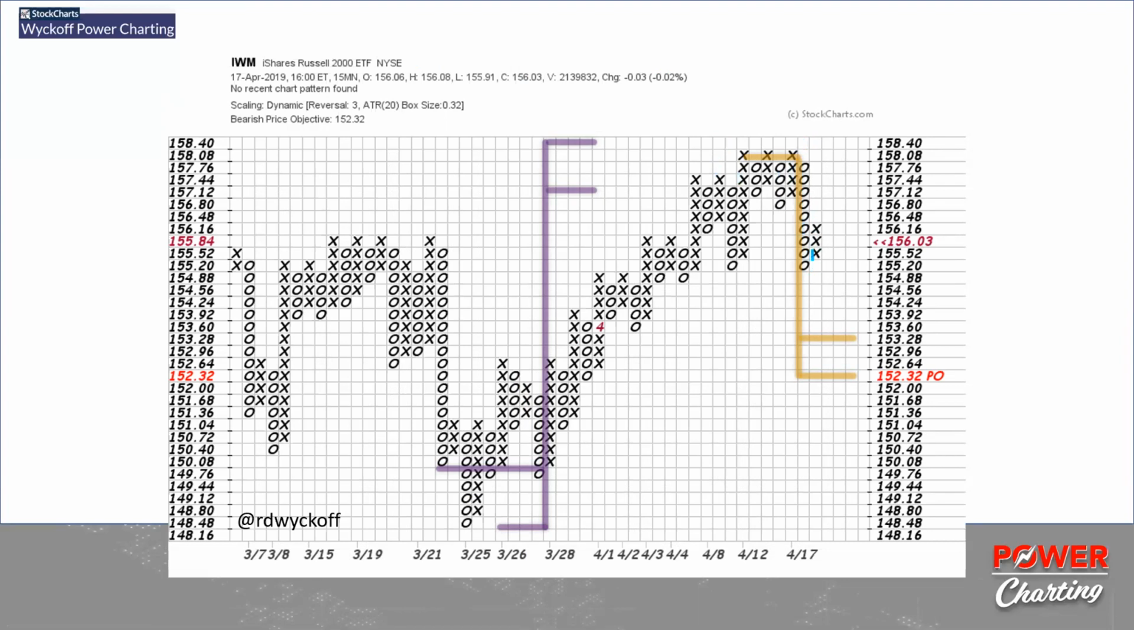Well, it's possible that two things are at work here. One is this could be reaccumulation for another run up, or it could be a bigger distribution for a bigger decline. If it ends here and falls out of this range right from where we are, it has a countdown to 153.60, 152.32 area. And so this could be the extent of it, but we're not out yet. And so there's the potential for more work to be done.